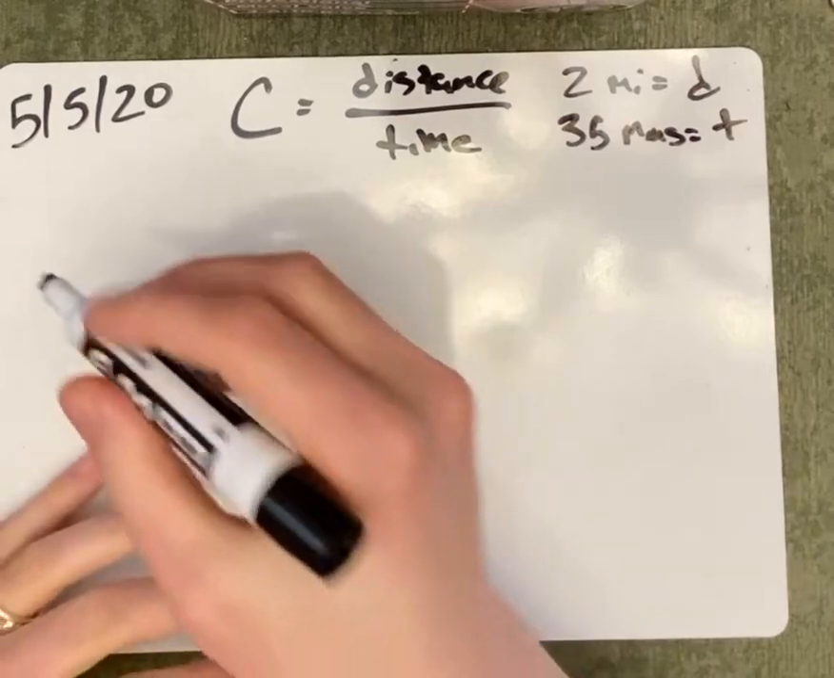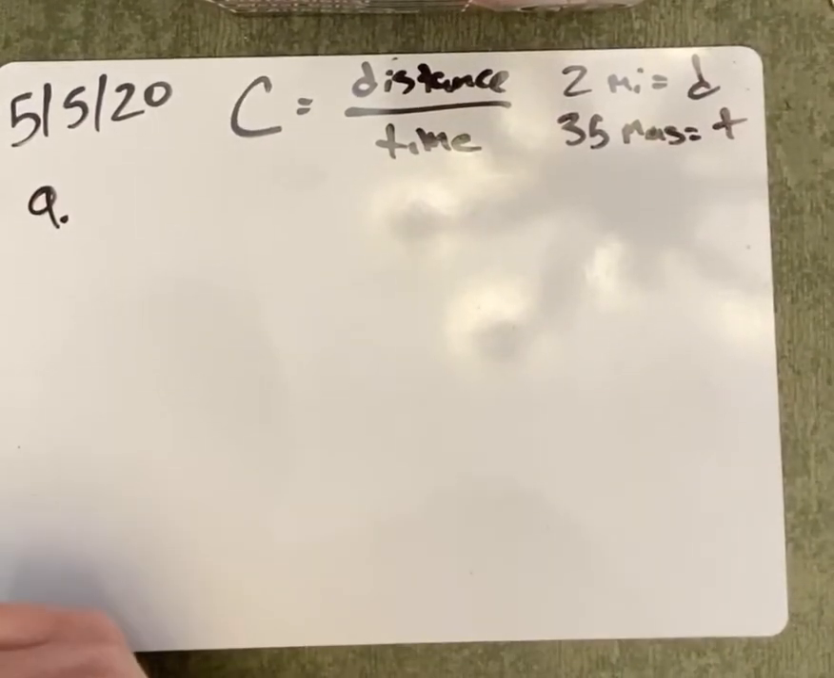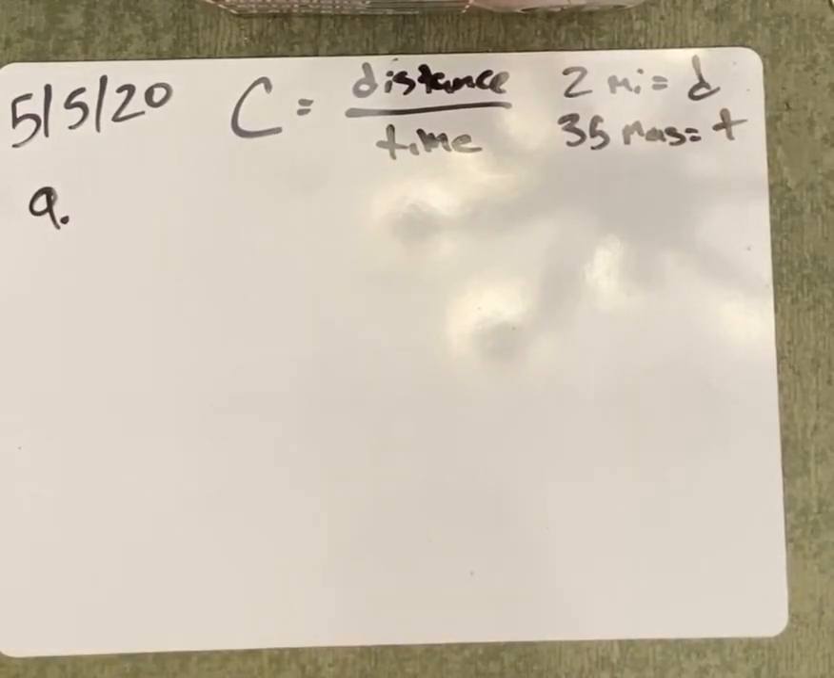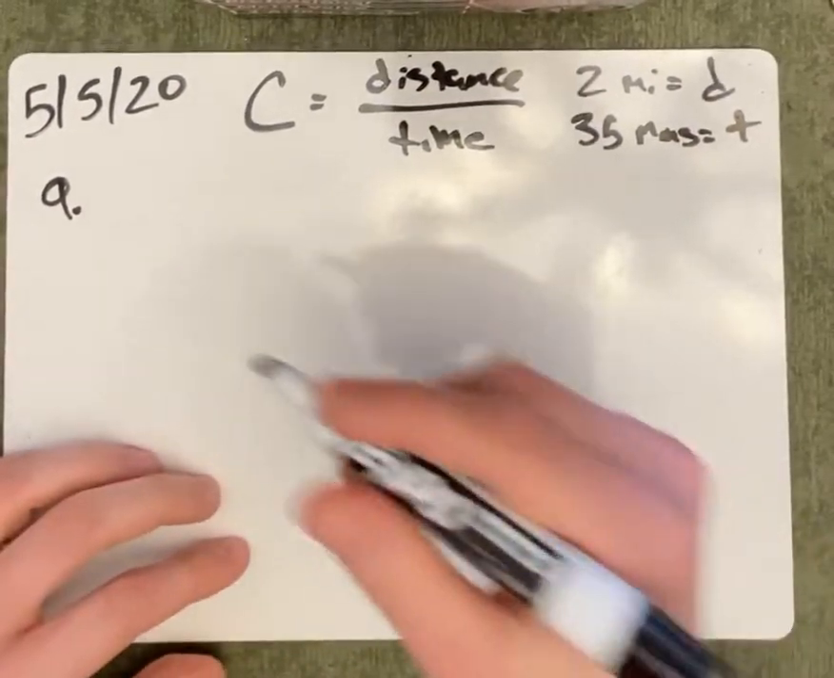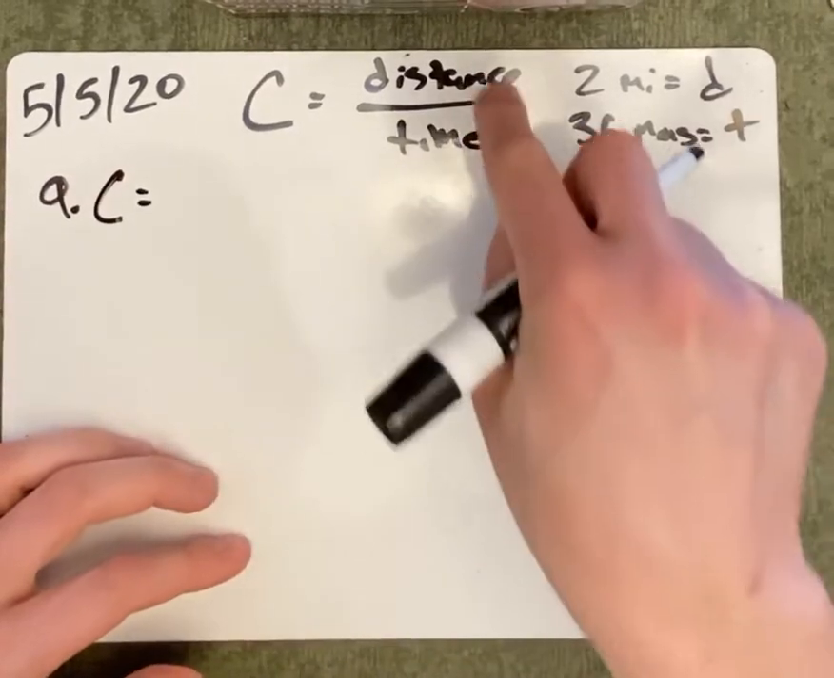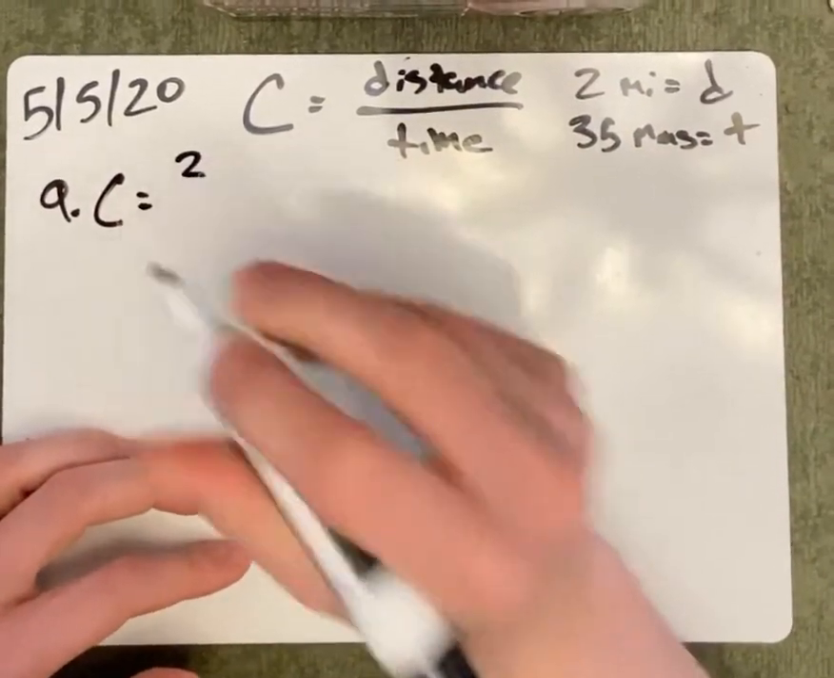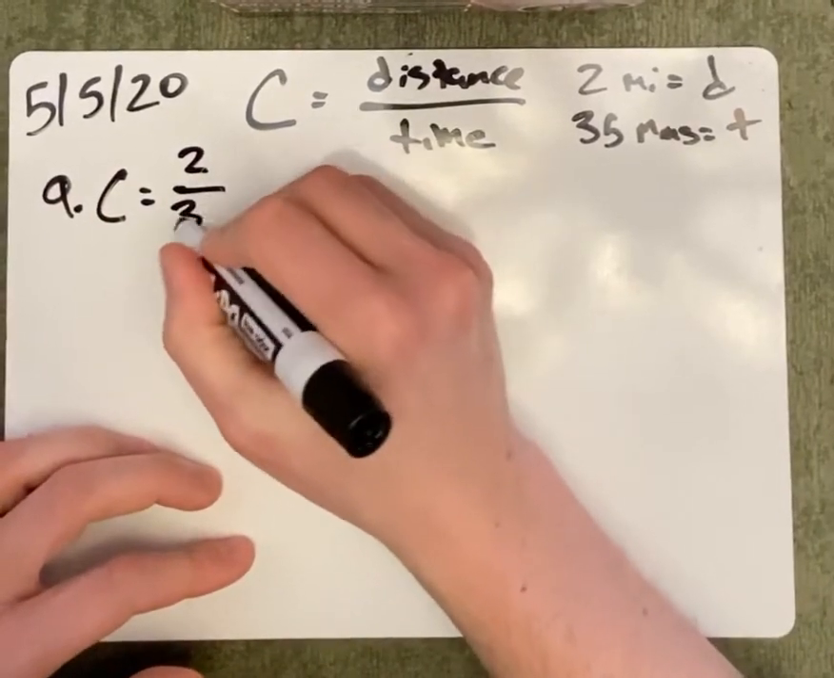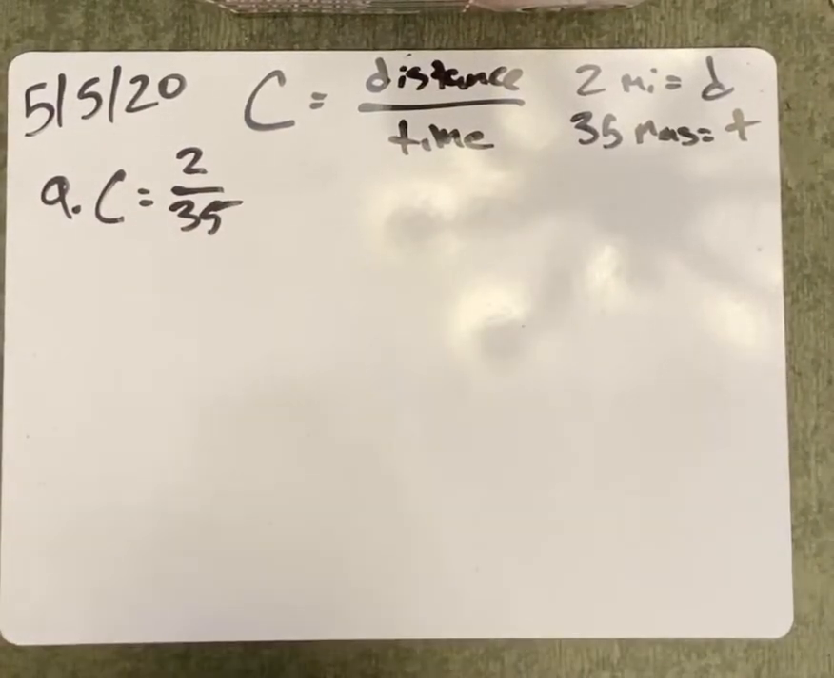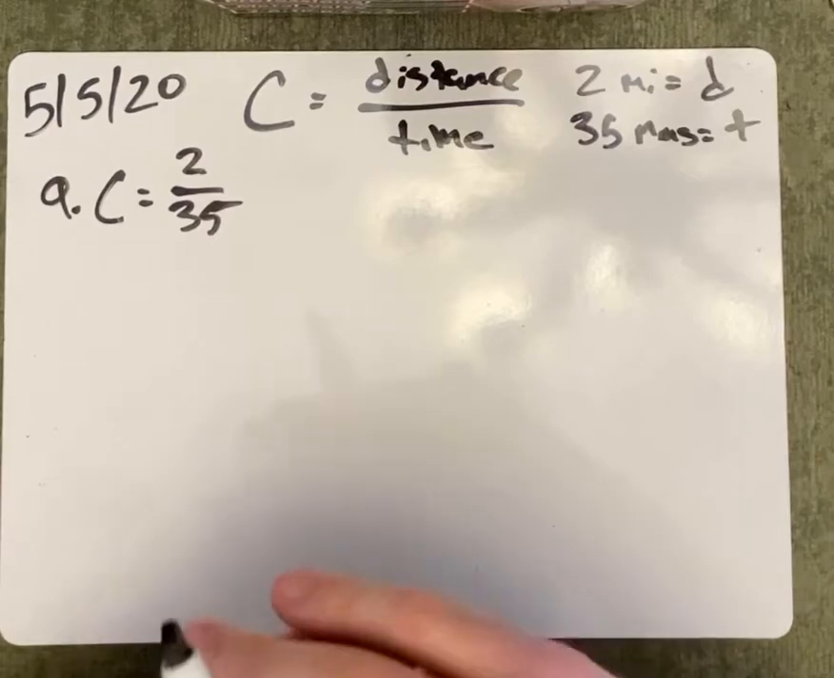So for part A, what fraction represents her constant speed? So all you have to do is set up a fraction, just like this. So C equals distance over time. What's the distance? 2 miles. What's the time? 35 minutes. All right, boom. Part A, finished.